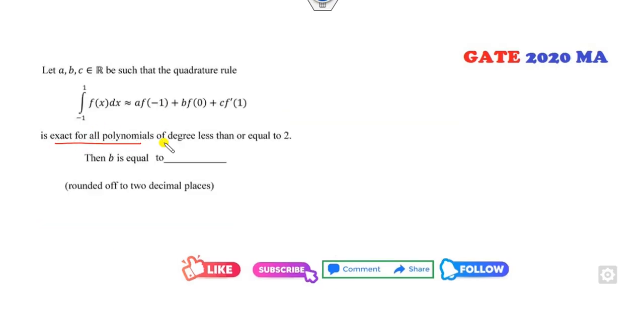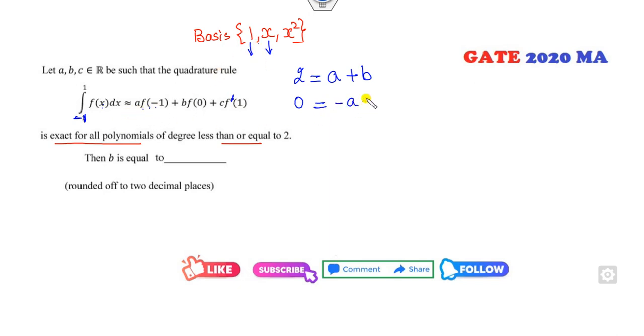Again, you can see it's exact of degree less than or equal to 2. So what is my basis? 1, x, x square. So firstly I can choose a 1. Integration of the 1 from -1 to +1 is 2. It is a, it is b, it's f dash. What is the derivative? It is 0. I can choose a x. Integration of the x from -1 to 1 is 0. A of f of a minus a is 0. What is the derivative of this? If I choose f of x is x, derivative is 1, so it is c.